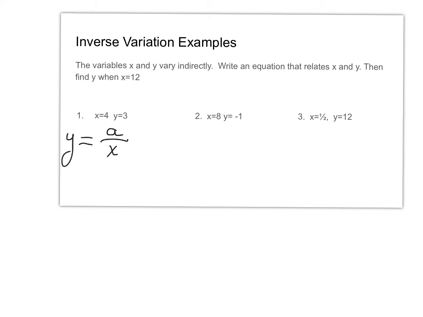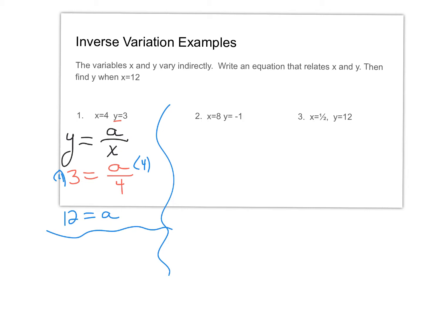Okay, so we're going to just substitute. y is 3, so 3 is equal to a divided by 4. We're going to solve for a, so we're going to multiply both sides by 4. So 12 is equal to a. But as one of my students is so fond of saying, we're not done yet. We have to go back and put this back in for my a value here. So y is equal to 12 over x. There's our inverse variation.